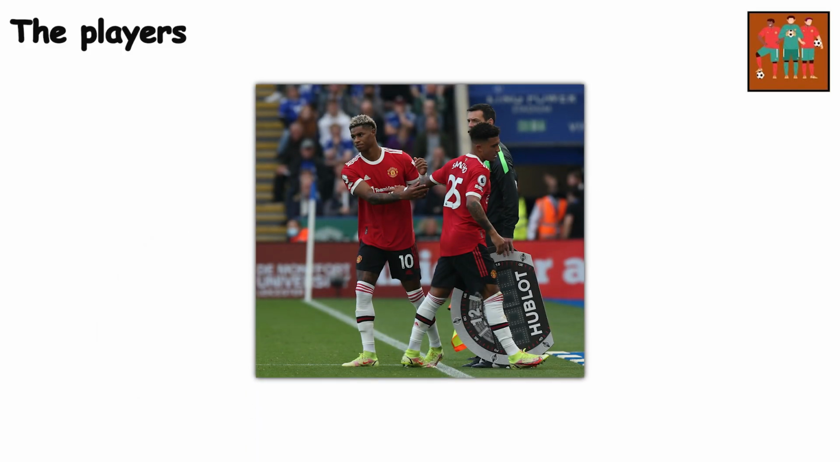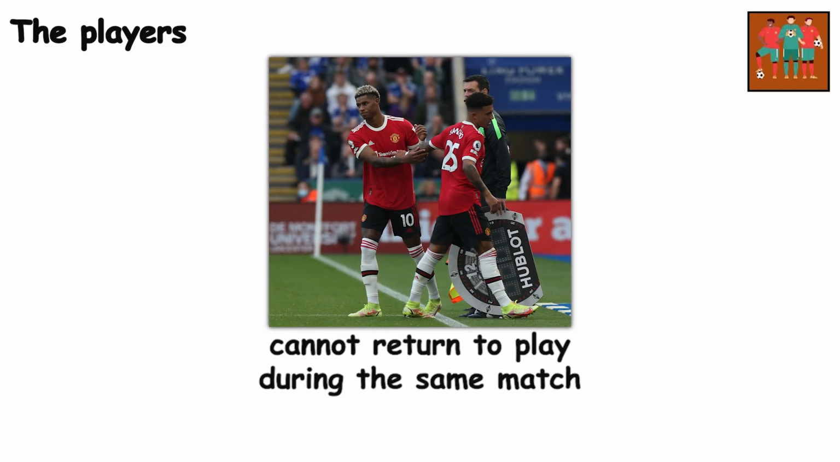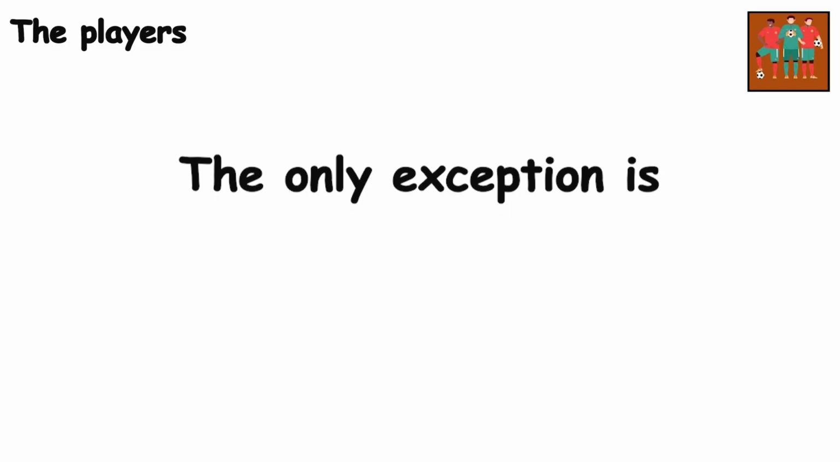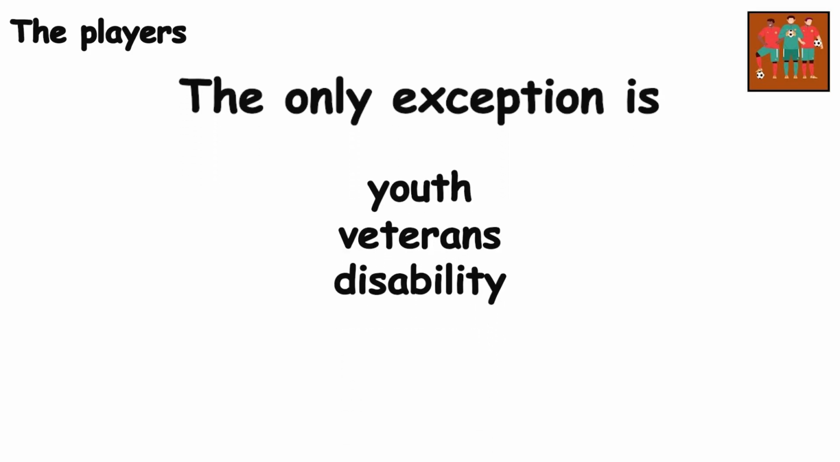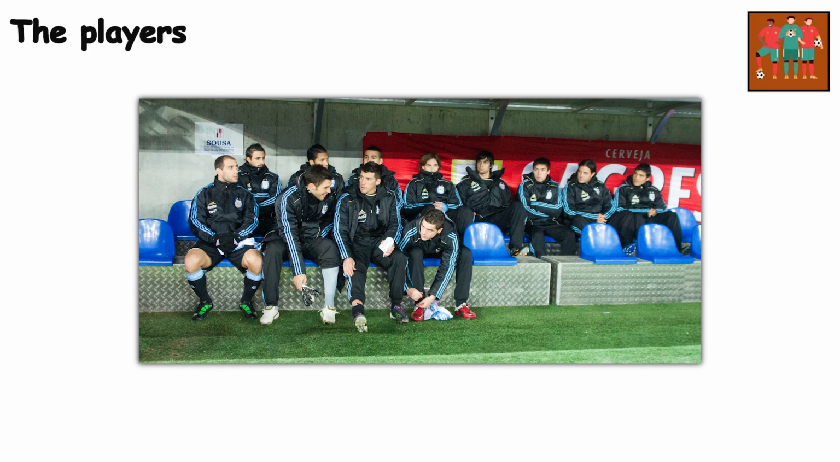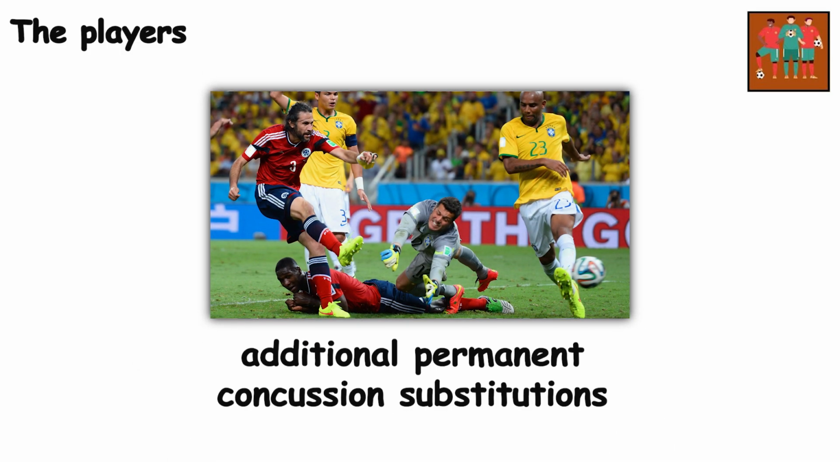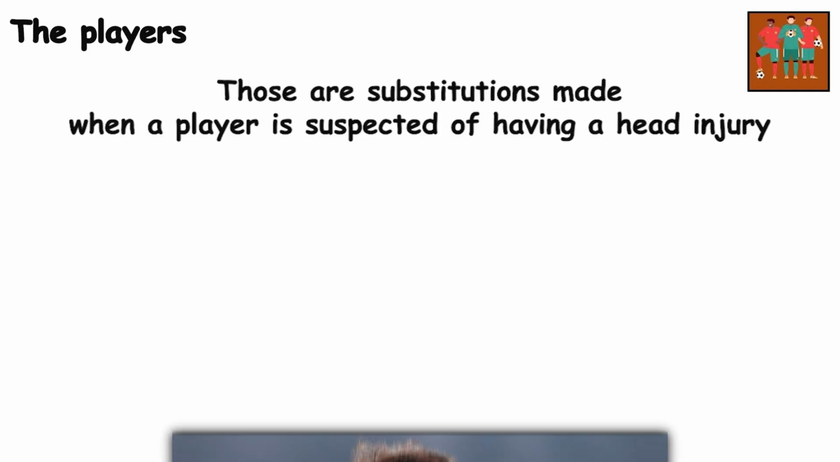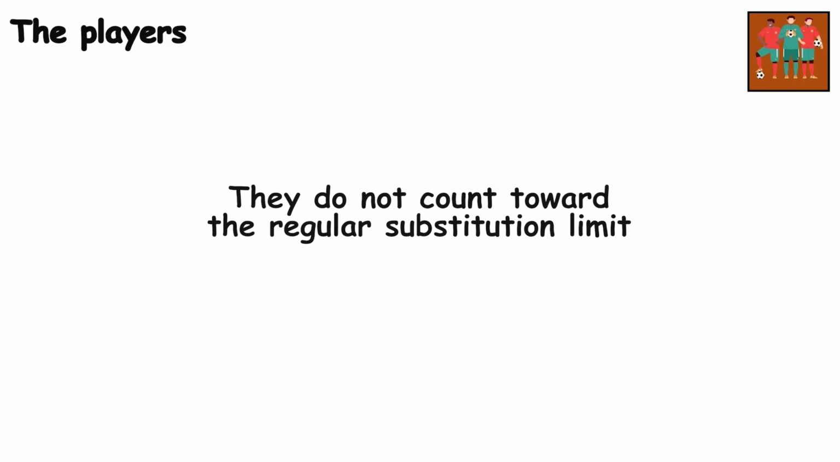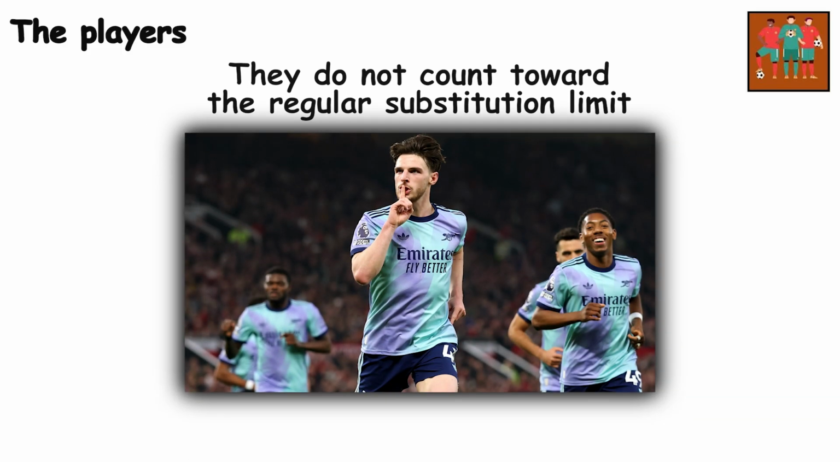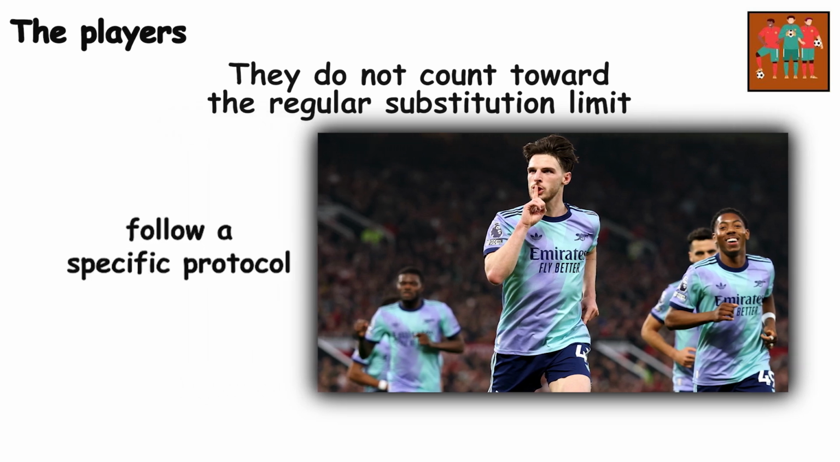A player who has been substituted off cannot return to play during the same match. The only exception is in youth, veterans, disability, or grassroots competitions, if the competition specifically allows return substitutions and has been approved by the governing body. Competitions may now use additional permanent concussion substitutions. Those are substitutions made when a player is suspected of having a head injury. They do not count toward the regular substitution limit. Competitions choose whether to adopt this option and follow a specific protocol.